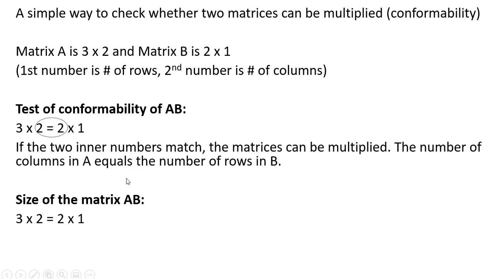The number of columns in A, in this case 2 columns in A, equals the number of rows in matrix B. In terms of the size of the matrix, that's going to be given by the outer numbers. So in this case, the size of the matrix is going to be 3 by 1. It'll contain 3 rows and 1 column after we've done our multiplication.